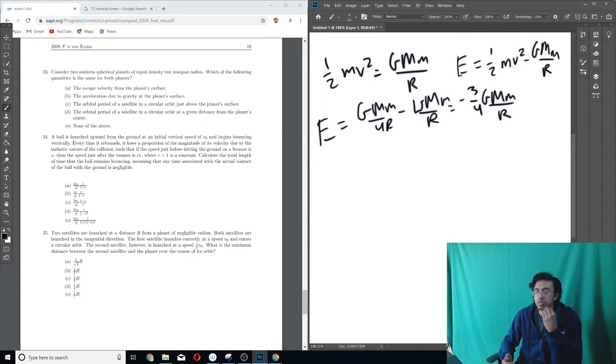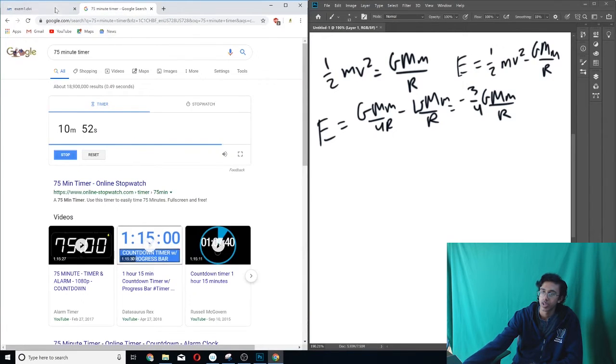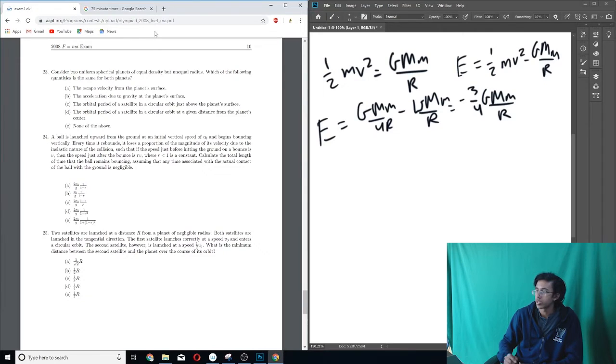I actually don't know exactly how to do this. There was a formula for this, but I forgot. How much time? Let's see. Okay, 10 minutes. This is actually kind of hard. What is the equation for it?